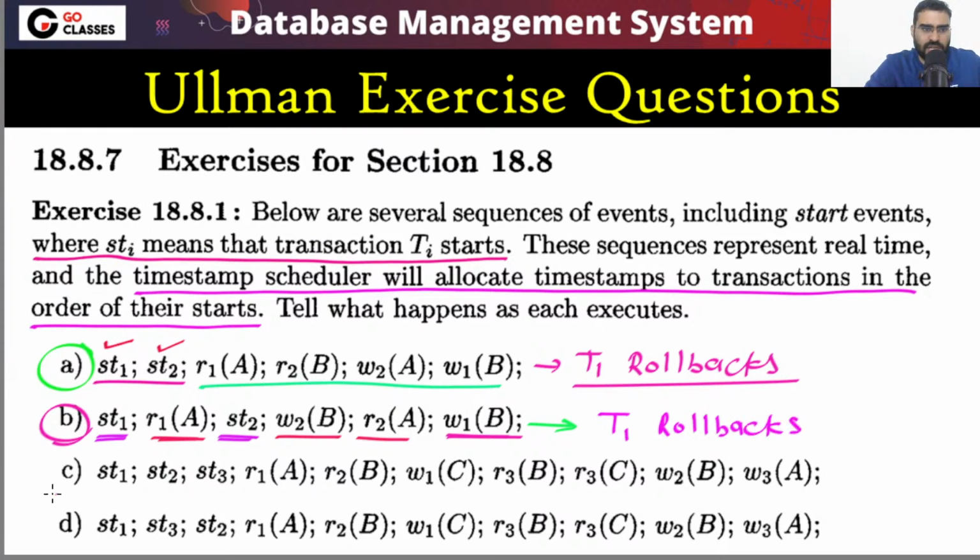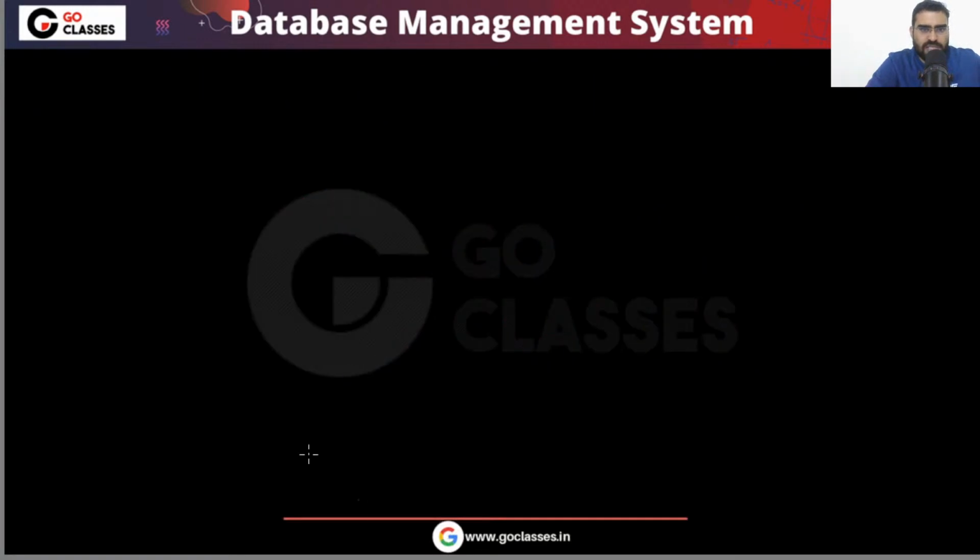Okay. What about the next one? The next question. There are 3 transactions and this is the order of their start. T1 starts, then T2 starts, then T3 starts. So this is the order of their timestamps.